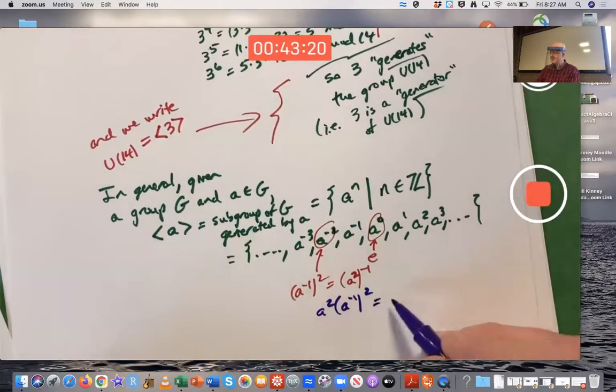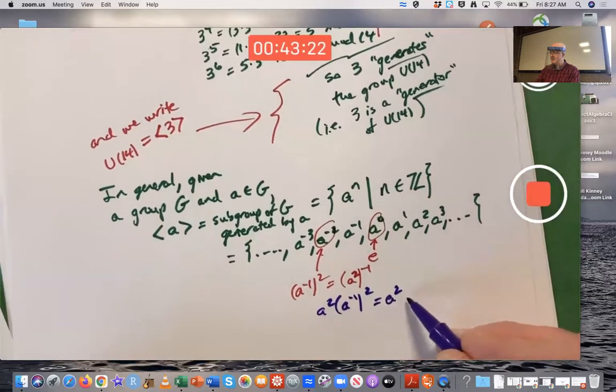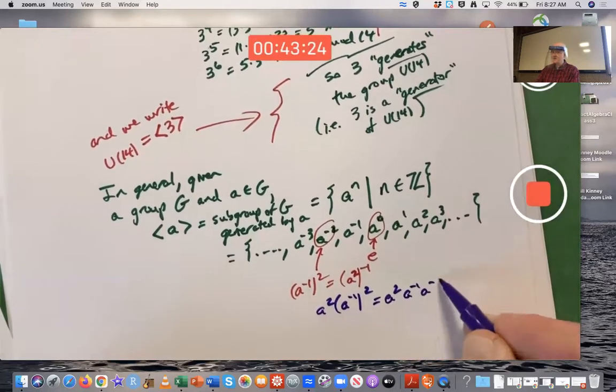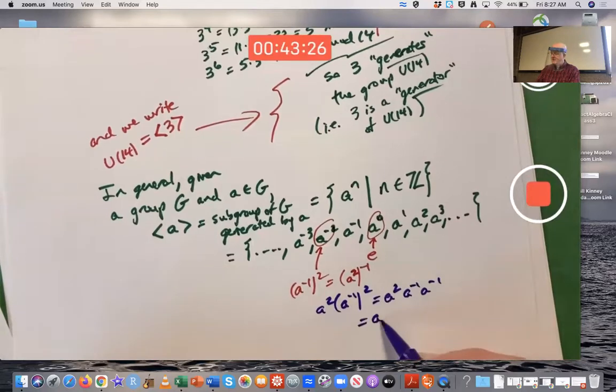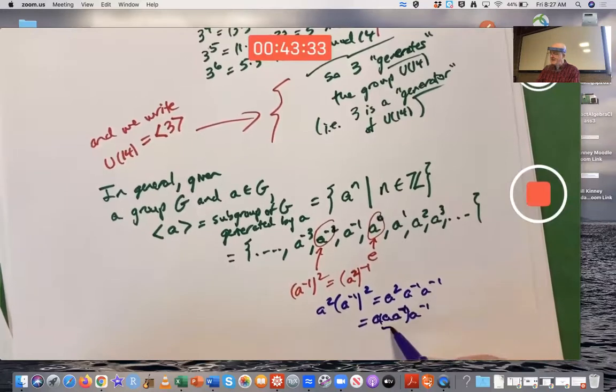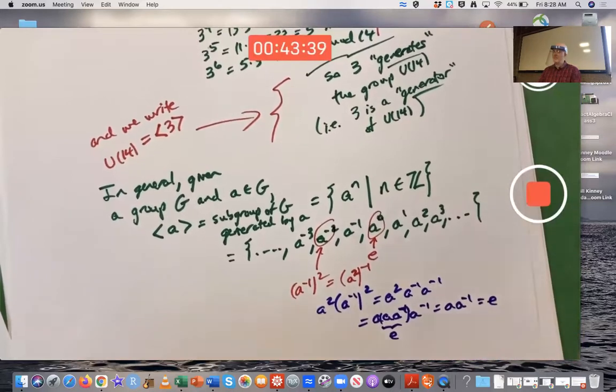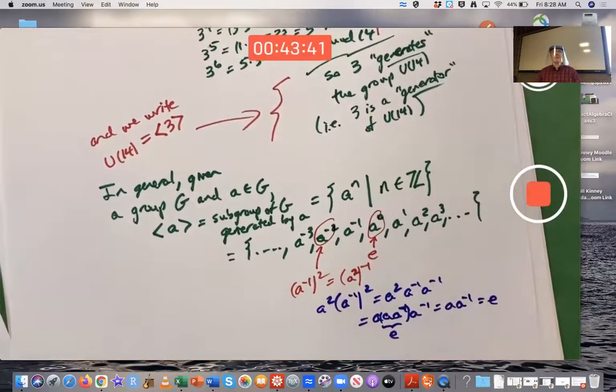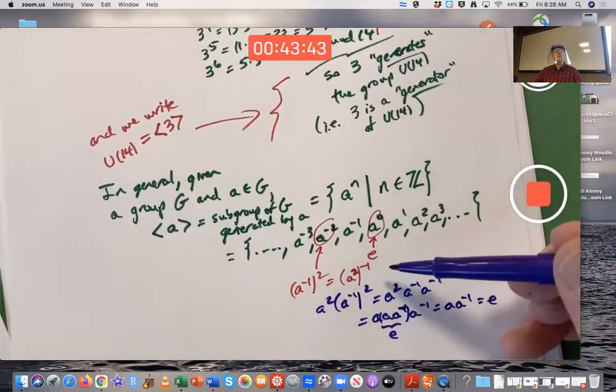But what does A inverse squared mean? It means A inverse times A inverse. Altogether, you got A times A inverse times A inverse. These two combine to give you an E. And then you get A times E times A inverse, which is A times A inverse, which is also E. So there's a little quick verification that these two things are equal, plus the fact that inverses are unique.